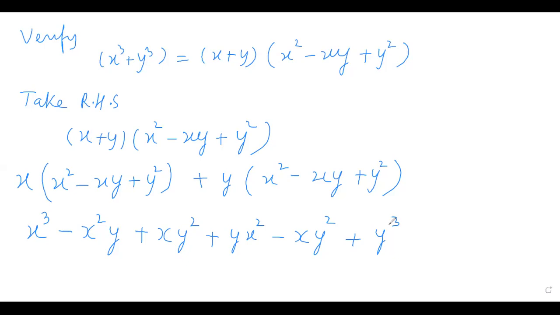So please complete it, then I will tell you. You can see minus x square y and plus x square y, so they will cancel each other, and you can see plus xy square and minus xy square, so they will again cancel each other. So what are we left with? We are left with x cube plus y cube. So you can say LHS is equal to RHS.